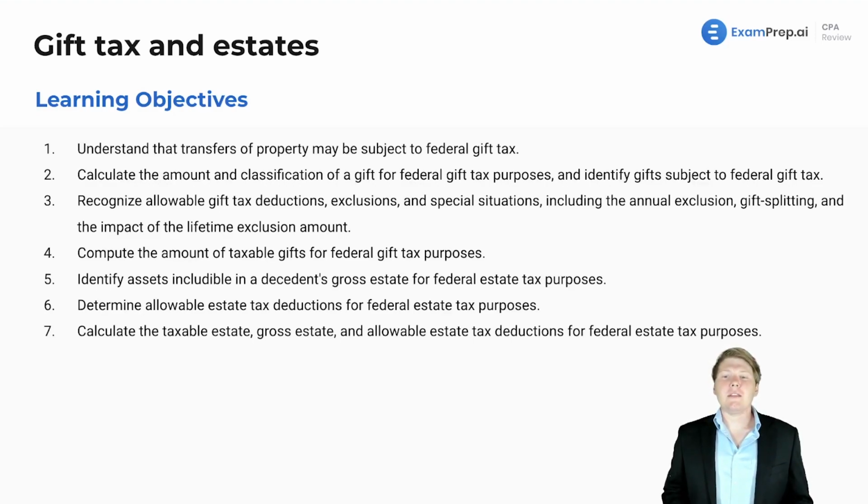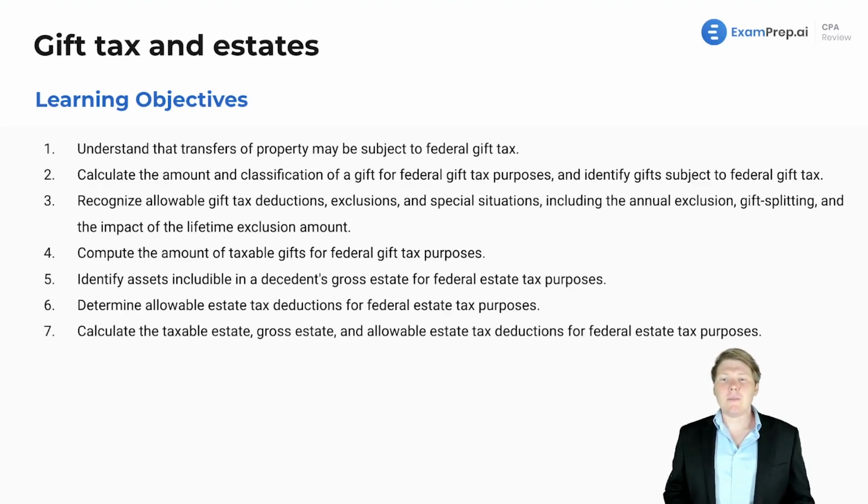First off, we want to understand that transfers of property may be subject to federal gift tax. There's a lot when it comes to trusts, estates, gift tax, and just inheritance. There's a lot of transfers of wealth that are heavily taxed by the IRS. We're going to see those and examples of them.